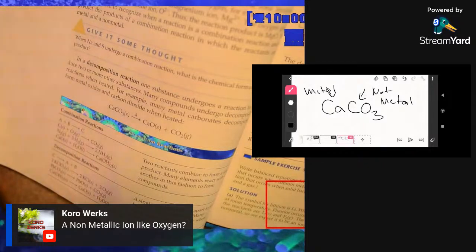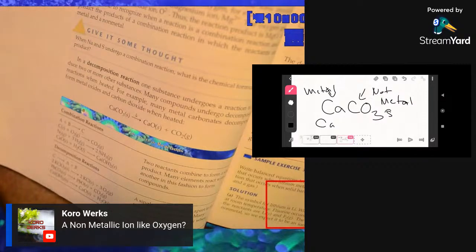That's all it's saying right there. All right. So everything I just read, that's all it's saying. And then when it breaks down, it goes into calcium. Oh, it actually, when it reacts, this is a solid. When it reacts, you get calcium oxide solid plus CO2 gas.